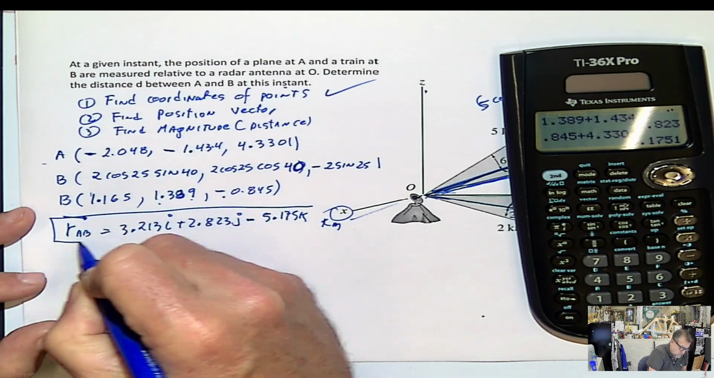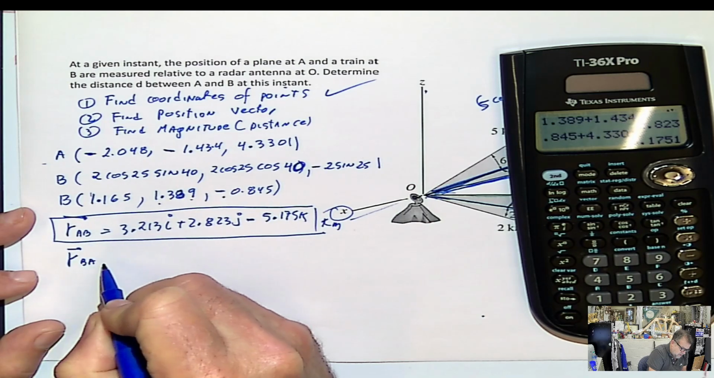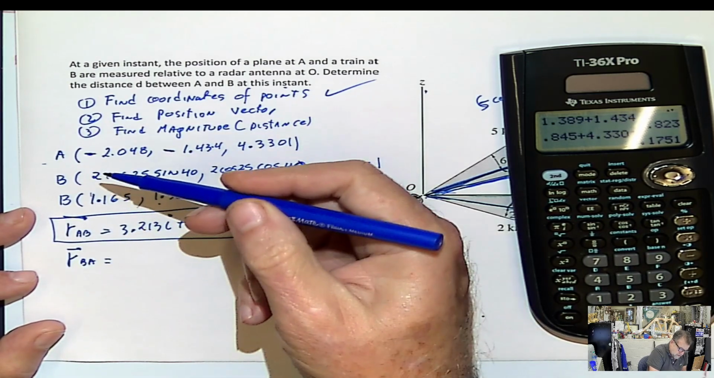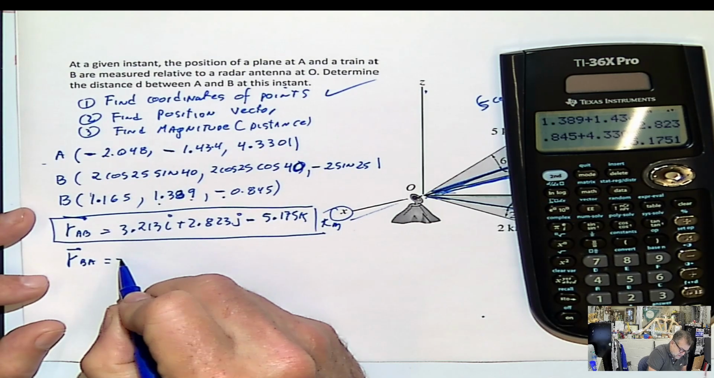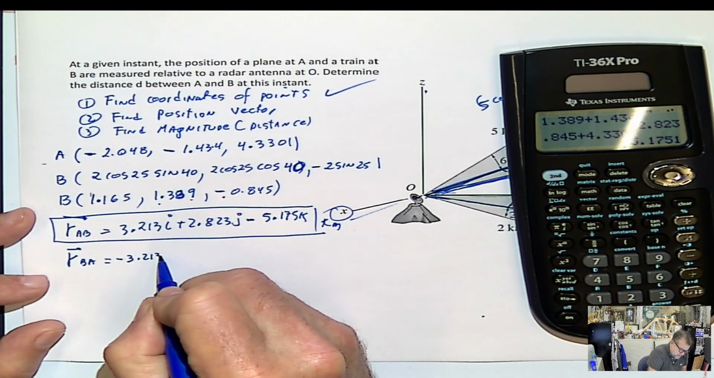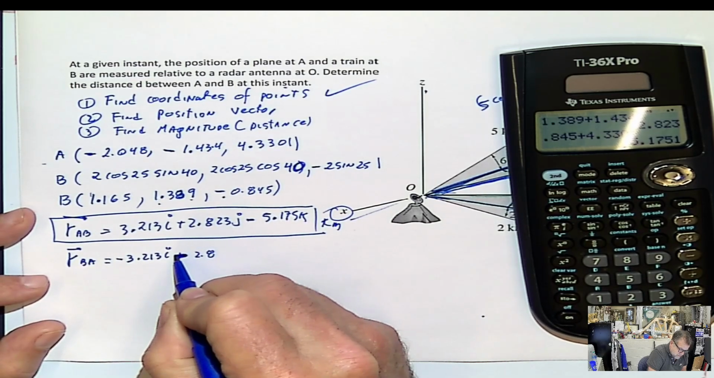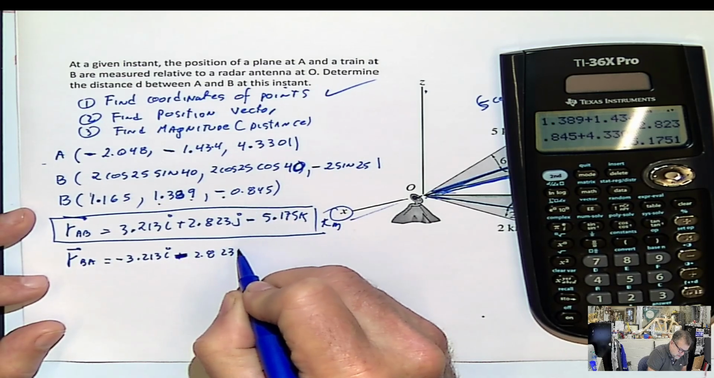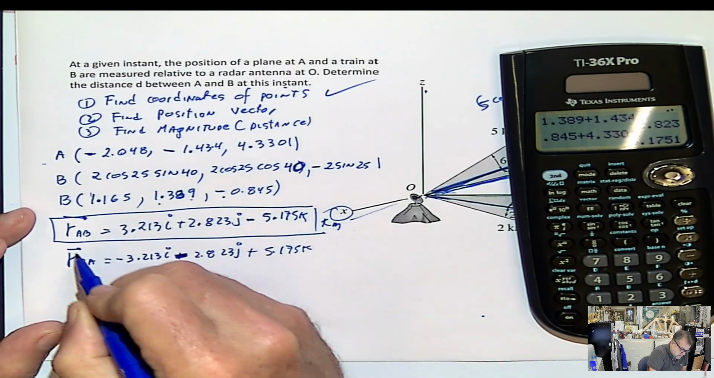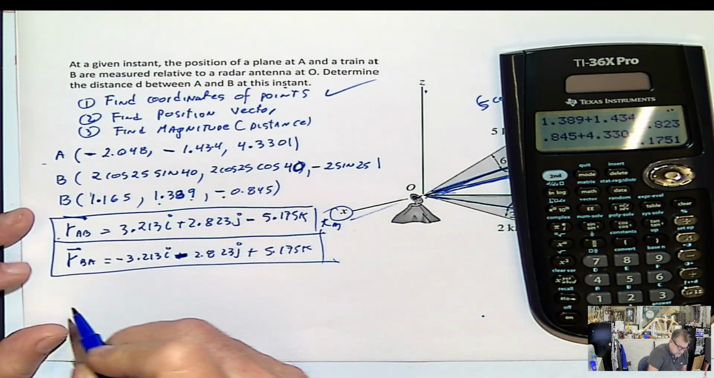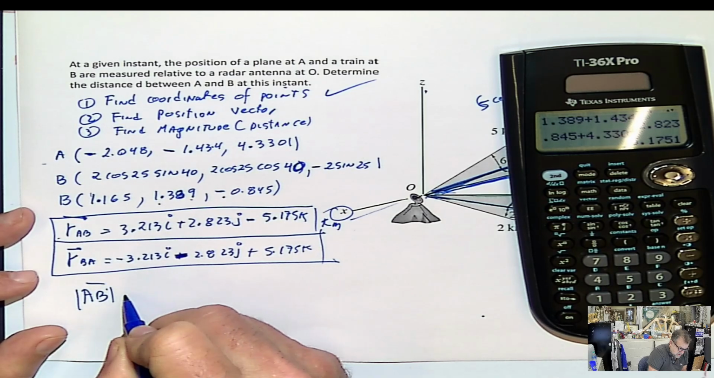Now, if you decided to do RBA instead of RAB, what is going to happen is now I'm going to subtract these coordinates minus this coordinate, and it's going to give you exactly the same vector but opposite in direction. Minus 2.823J plus 5.175K. And at the end, what I need is the magnitude, right? So the distance AB is the same distance BA.